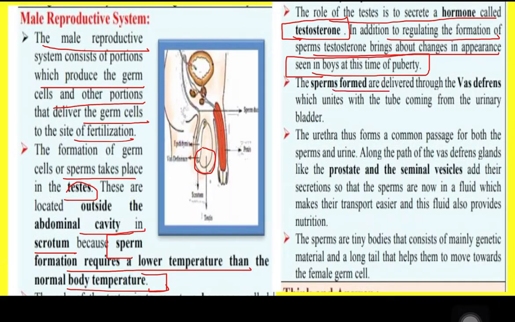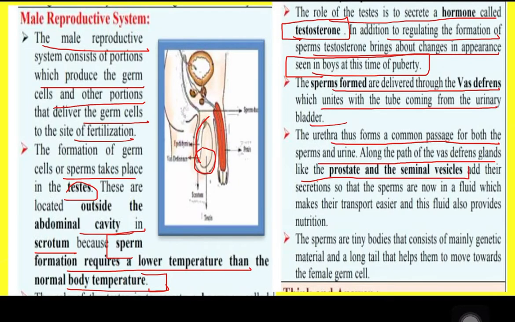The sperms formed are delivered through the vasa deferens, which unites with the tube coming from the urinary bladder. So this is the tube through which the sperms are going. The urethra thus forms a common passage for both the sperm and urine. All along the path of the vasa deferens, glands like the prostate and the seminal vesicles add to the secretion, so you have to remember these two glands. The sperms are now in a fluid which makes their transport easier, and it also provides nutrition. This is very important: the function of the prostate and seminal vesicle.